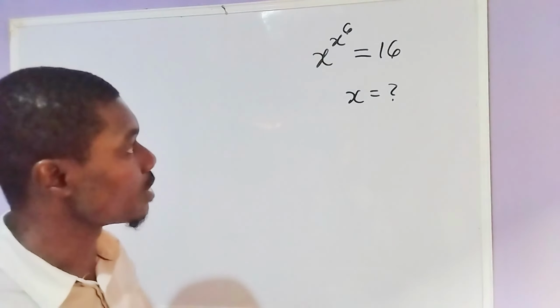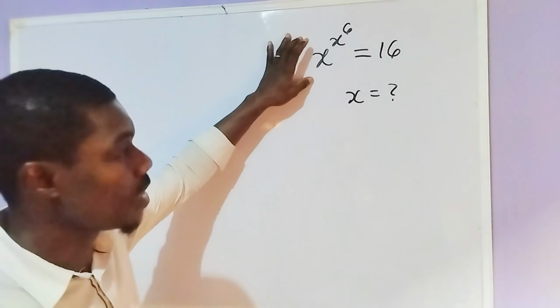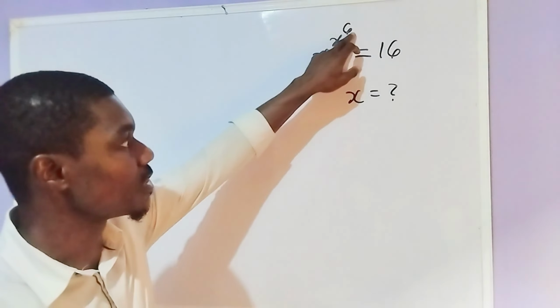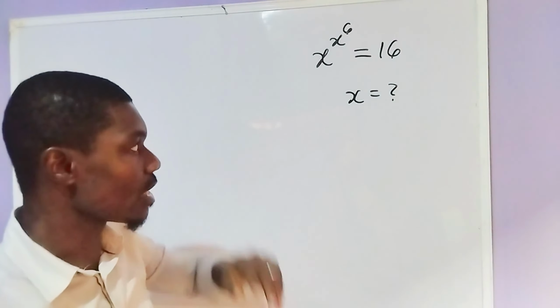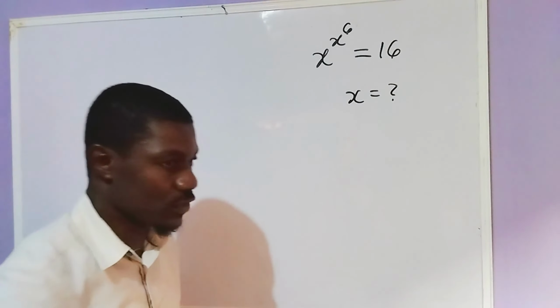Now let us look at this exponential equation. Here we have x raised to the power of x raised to the power of 6 equals 16, and we are told to find the value of x.